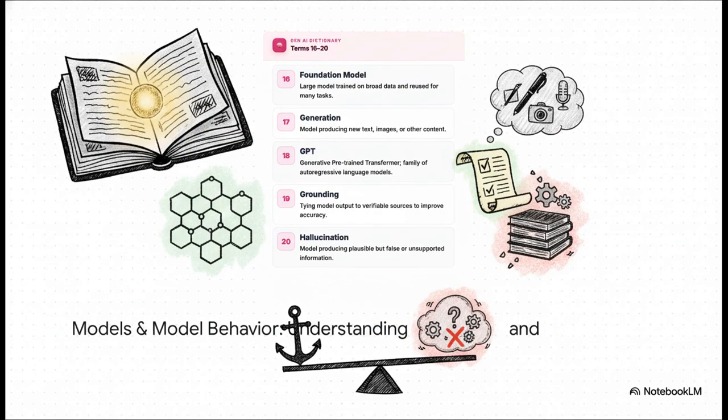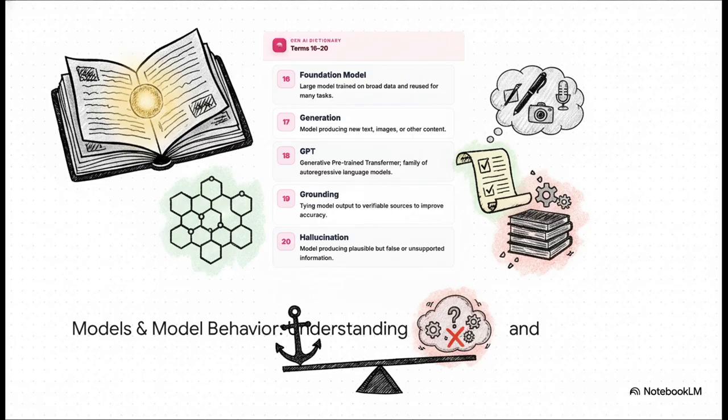So fine-tuning gets us thinking about the models themselves and how they behave. The journey usually starts with a foundation model, like GPT-4. These are massive models trained on incredibly broad data, which makes them reusable for all sorts of different tasks. Their main function is generation, creating brand new content, like asking an AI to write an original poem from scratch. And that brings us to GPT, which stands for Generative Pre-trained Transformer. This is the family of models that powers tools like ChatGPT.